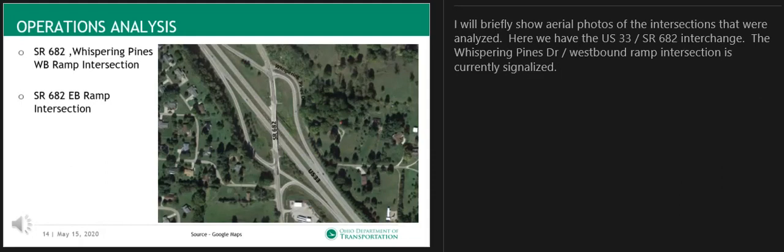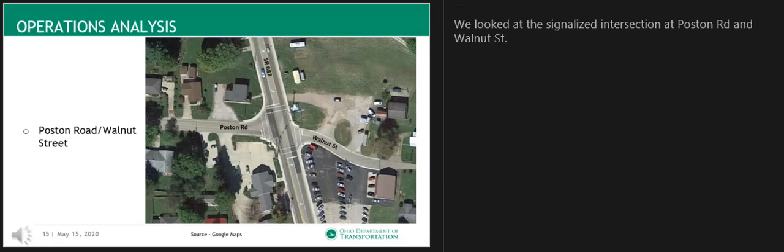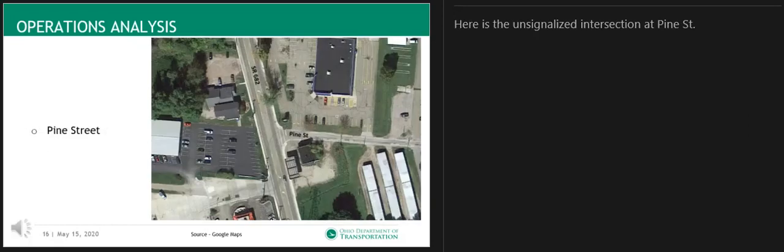I will briefly show aerial photos of the intersections that were analyzed. Here we have the US 33 State Route 682 interchange. The Whispering Pines Drive westbound ramp intersection is currently signalized. We looked at the signalized intersection at Poston Road and Walnut Street. Here is the unsignalized intersection at Pine Street.